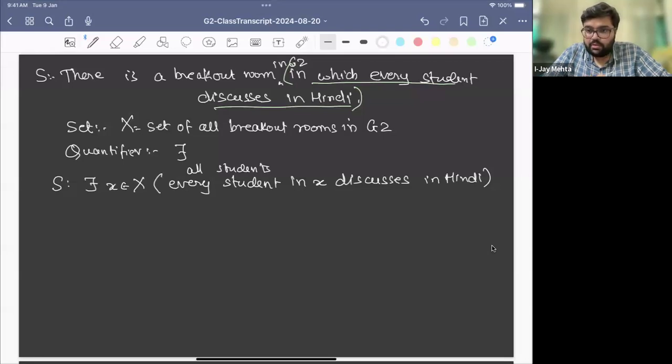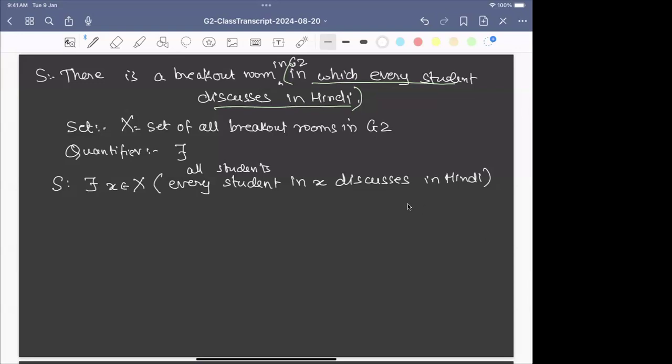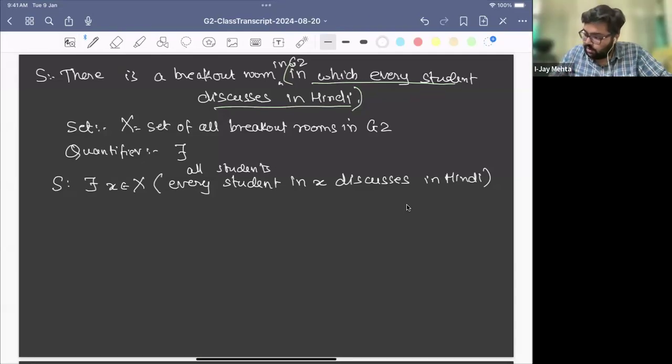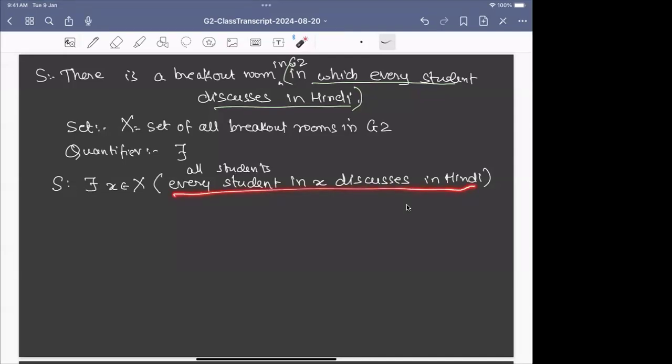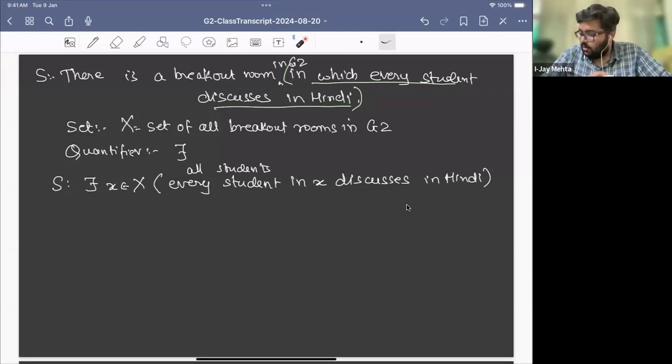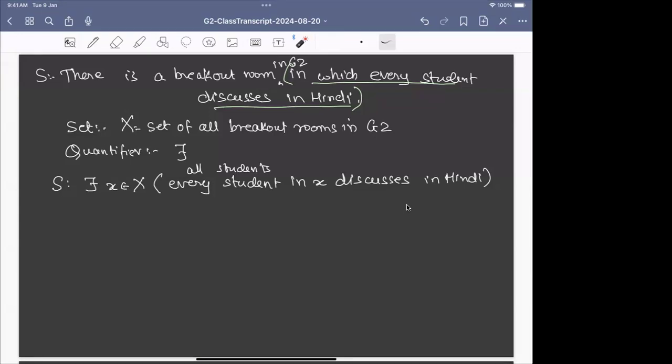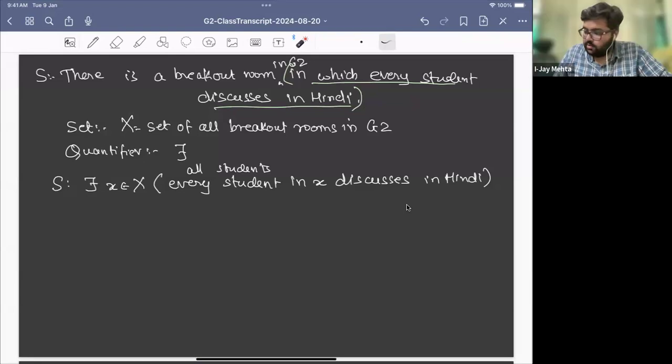Sakshi asks: instead of the set of all breakout rooms in G2, can we take the set of all students? I think she is thinking of the set of students, all the students in this group, let us say this G2. That is her doubt. Yeah, Sakshi.